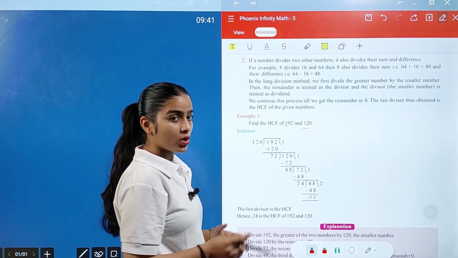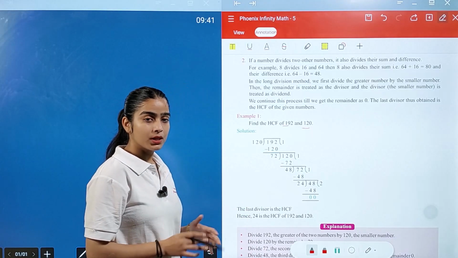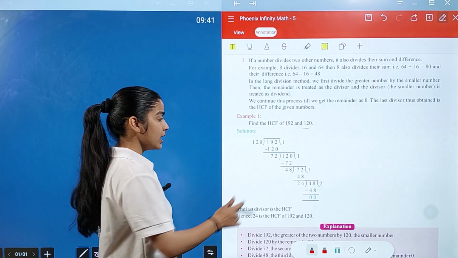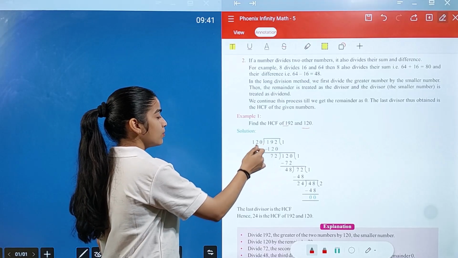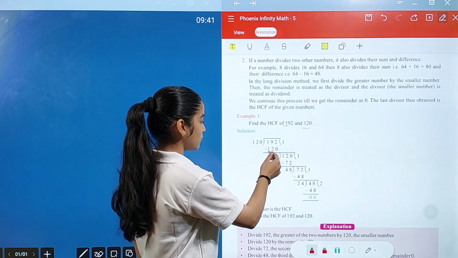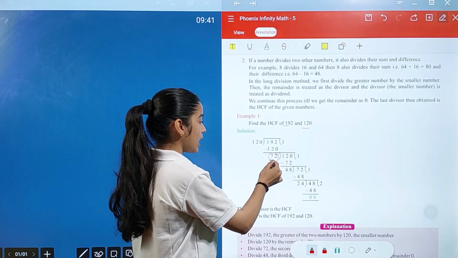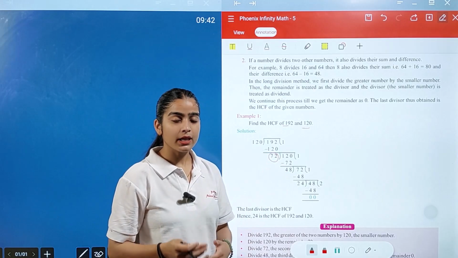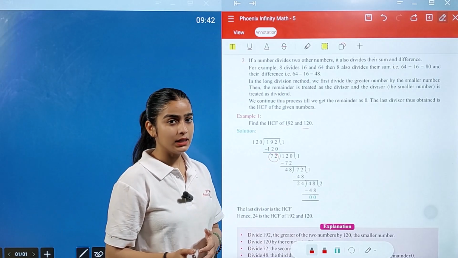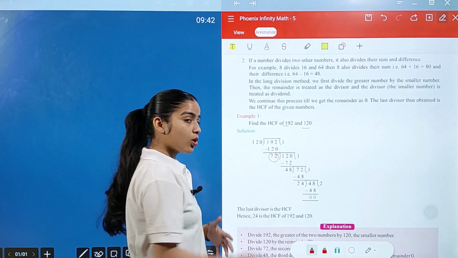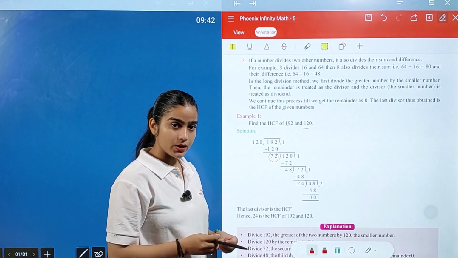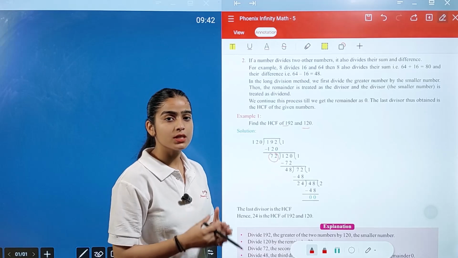The smaller number is the divisor and the bigger number becomes your dividend. Now we have to divide 192 by 120. First we take 120 once, and we get remainder 72. Now in this case, again and again we have to change our divisor and dividend. The smaller number is always your divisor and the bigger number is always your dividend.